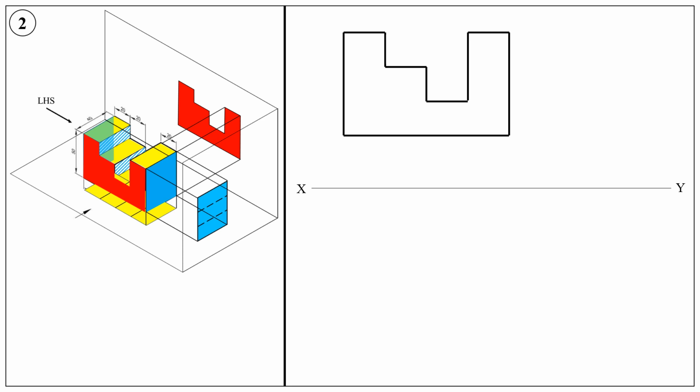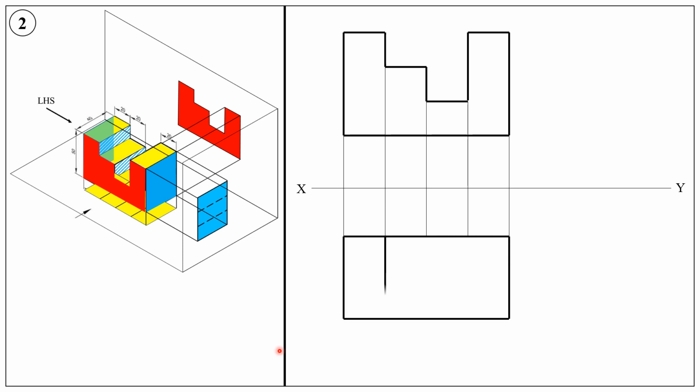And to obtain the top view, draw projectors from each and every corner point in the front view and complete the top view. So the top view is shown in yellow color in the pictorial view. So what is that? This.